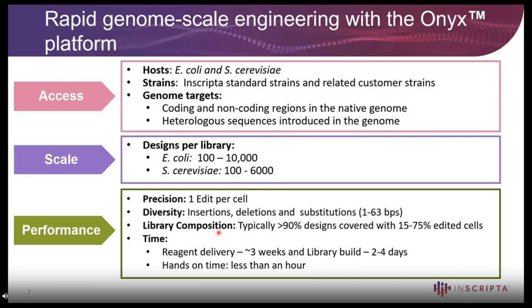The library composition that comes out of the instrument is typically greater than 90% of the designs covered within that tube of edited cells, and anywhere between 15 to 75% of the cells are edited. The time it takes: reagent delivery is about 3 weeks, and library build takes anywhere from 2 to 4 days. But your hands-on time with the actual instrument is really less than an hour to start a run.